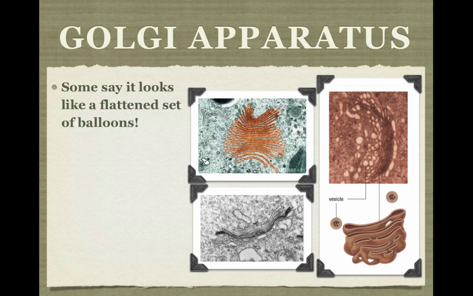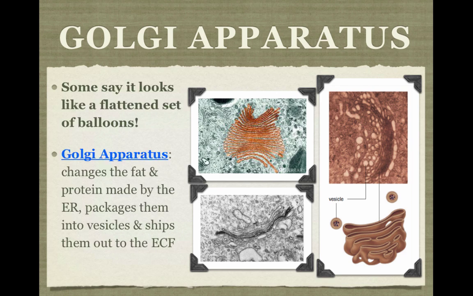Your Golgi apparatus, some say it looks like a flattened set of balloons. As you know, it packages and ships, right? So what it does is it changes the fat and the protein that's made by the endoplasmic reticulum, packages them into little vesicles, and then ships them out to the ECF. So it ships out all of these little vesicles out into the extracellular fluid.